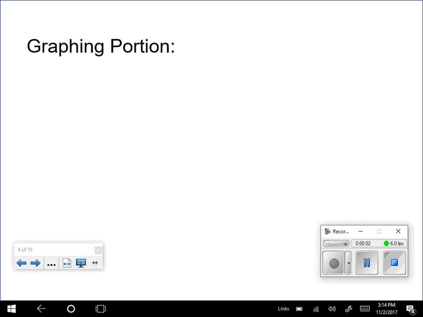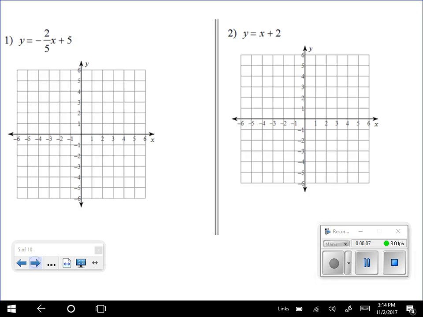Welcome back. We're going to finish up this review sheet here with the graphing portion, so part 2. So we're going to jump right in.